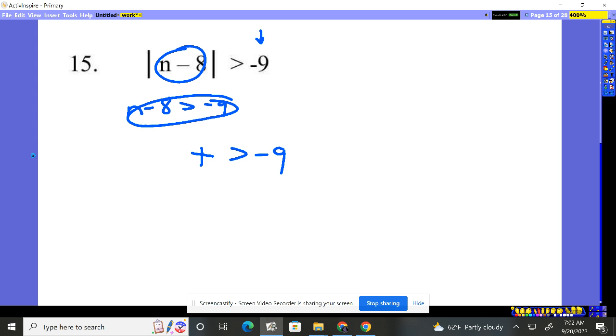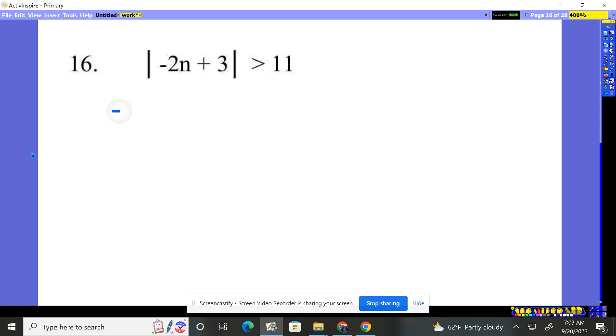How often is that going to be bigger than -9? How often is +10 bigger than -9? +3 bigger than -9? This always happens. That means there's an infinite number of solutions. All real numbers work here. No matter what we plug in, it's going to work.